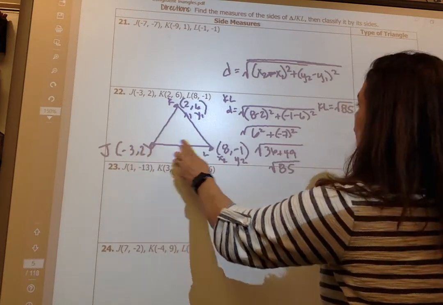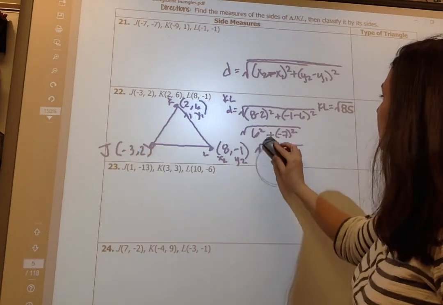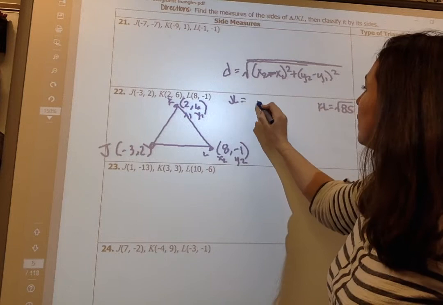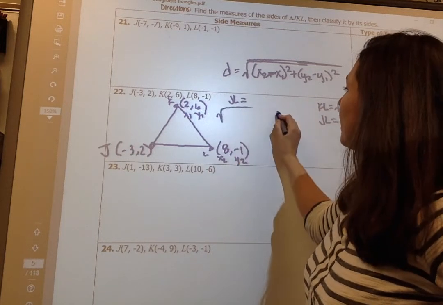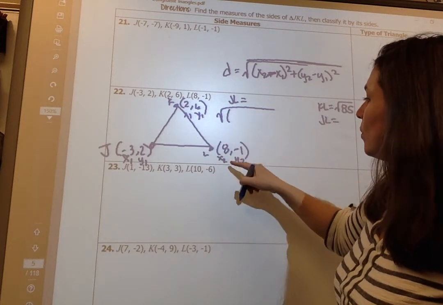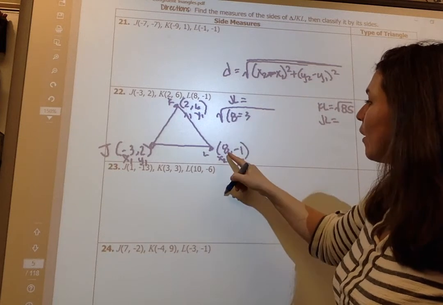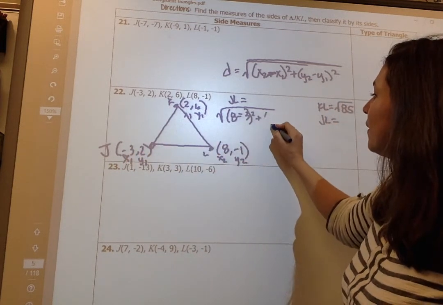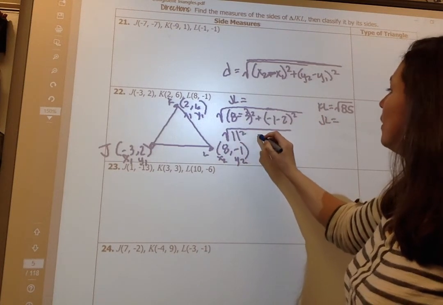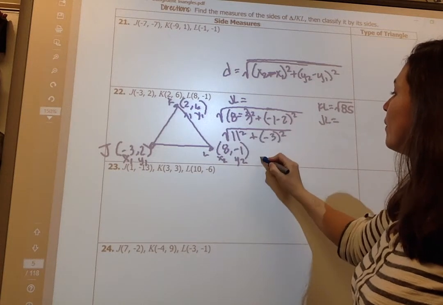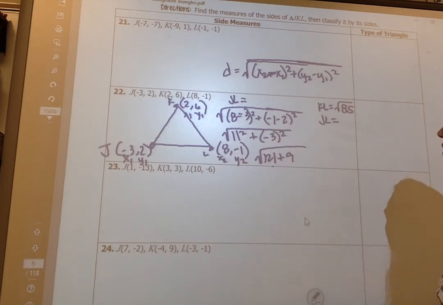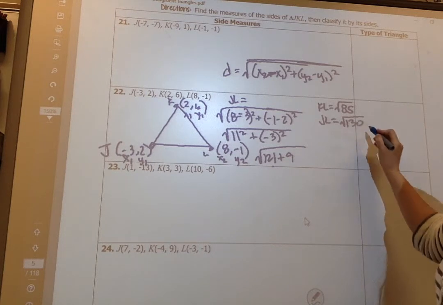Now I'm going to find the distance of JL. I'm going to erase this. Notice I'm keeping it in radical form. So now I'm going to find JL. I'll write JL over here. And again, I'm going to call this x1, y1, and I'll keep that as x2, y2. And I'm going to do 8 minus -3, careful, 8 minus a negative makes it a positive, and then -1 minus 2 squared. So here I have 11 squared plus -3 squared, making it 121 plus 9. 11 squared is 121, -3 squared is 9, so JL is the square root of 130.